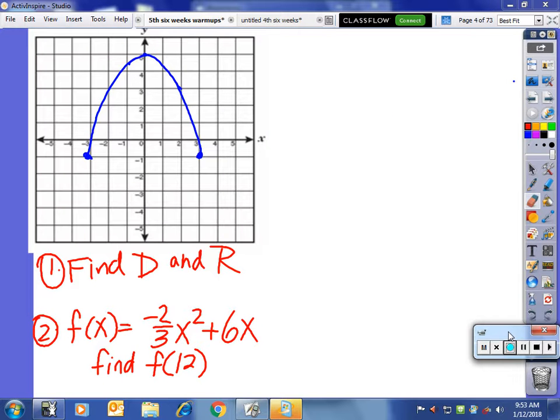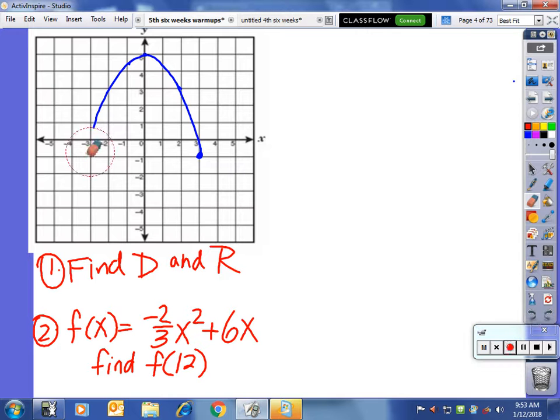All right, domain and range. This was something we did last semester. What does domain stand for in any function? X values. Can you tell me all of the X values on this little partial parabola here? Why can't you tell me all the X values? Because there's billions of them.